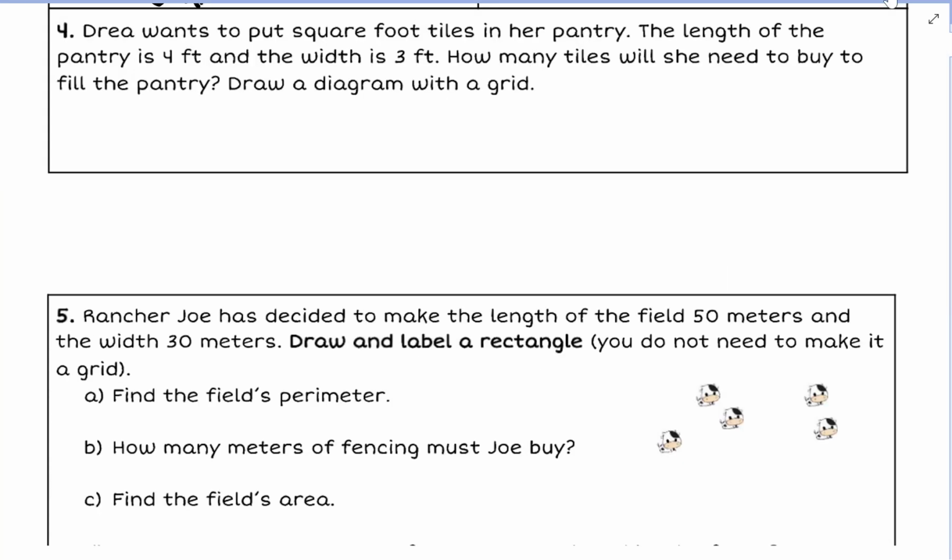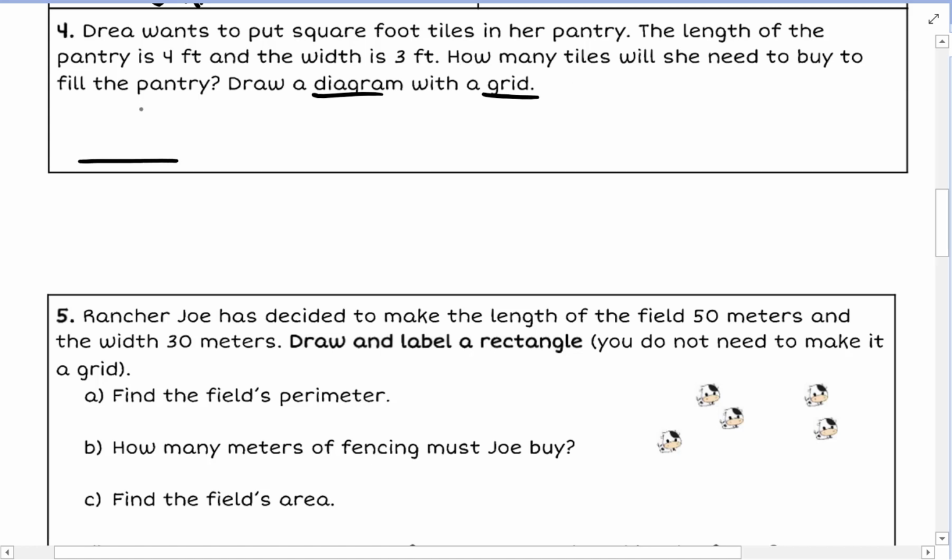Drea wants to put square foot tiles in her pantry. The length of the pantry is 4 feet and the width is 3 feet. How many tiles will she need to buy to fill the pantry? Draw a diagram with a grid. So the length is 4 feet. The width is 3 feet.